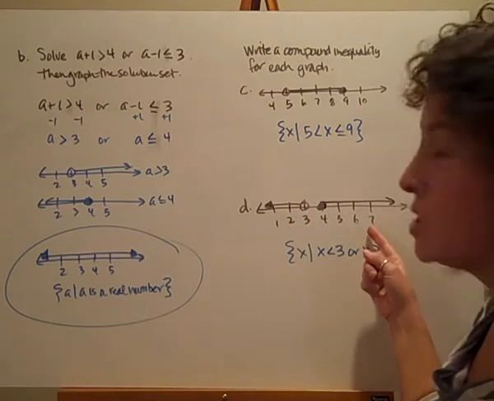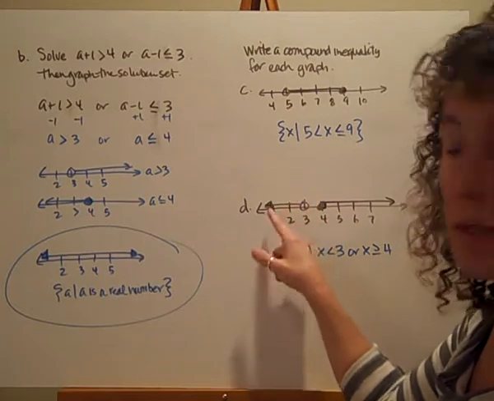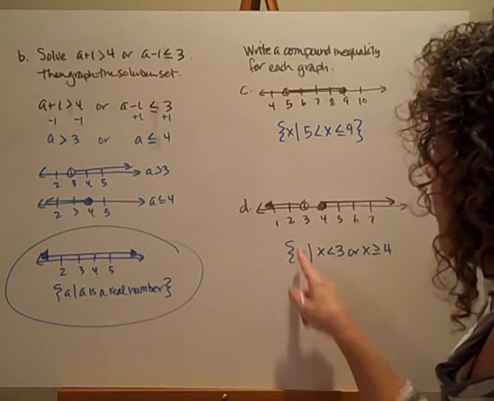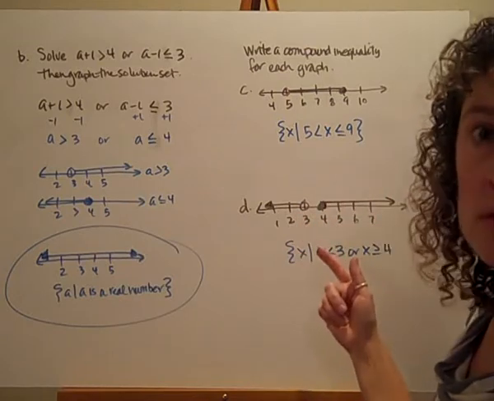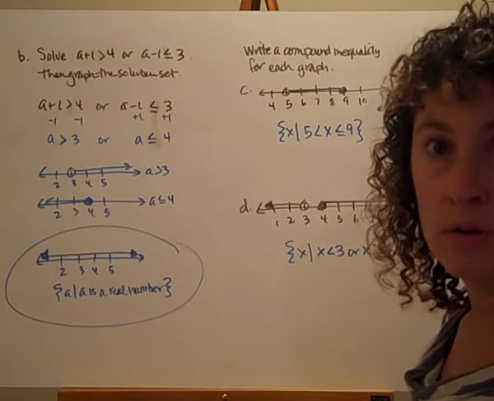Let's take a look at this last one here. I have 3 as an open circle, and I've got solutions to the left. I've got 5 as a solid circle, and I've got solutions to the right. So this is an or. I'm really not excluding it. I'm excluding this little part because it's not part of either of the original sets here.